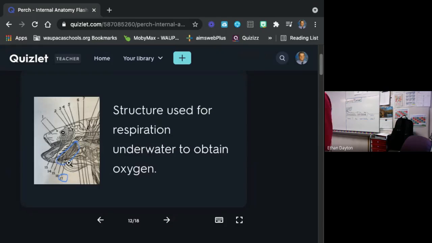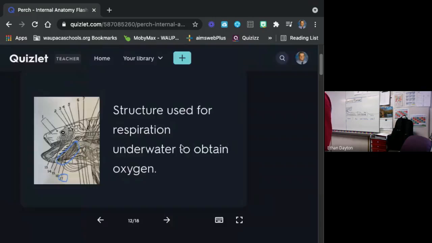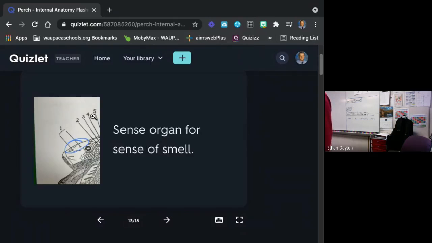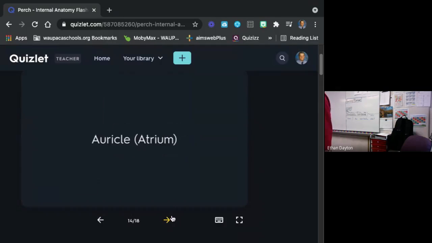Gills, number 17. This one should be fairly easy, right? Look at that, the feathery gills there, number 17. Okay, that is used for respiration. Respiration is a fancy word for what? Breathing, yeah, right? Good. Fancy word for breathing underwater. You got to get oxygen through the gills. Nostrils, this would be extra credit, but how easy is that extra credit? Pretty easy, right? So I'll throw you that one.